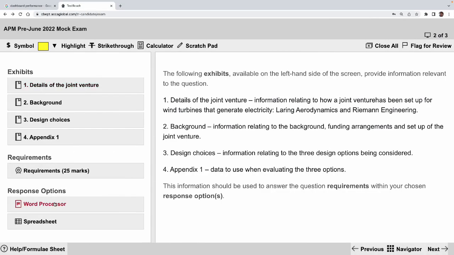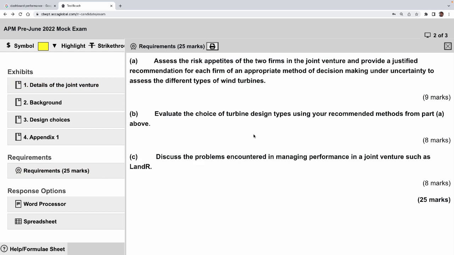Okay, now let's look at the requirements first. This one, the requirements are a bit more straightforward. Assess the risk appetite of the 2 firms in the joint venture and provide a justified recommendation for each firm on the appropriate method of decision making under uncertainty to assess different types of wind turbine. That means which method will they want? And you should remember the methods. You still remember the methods?